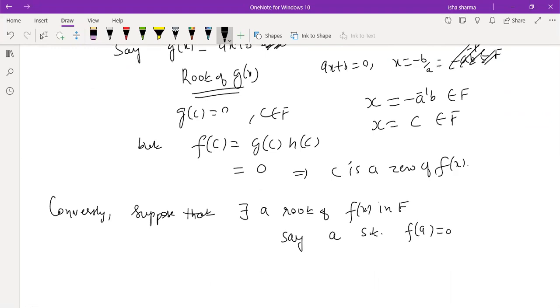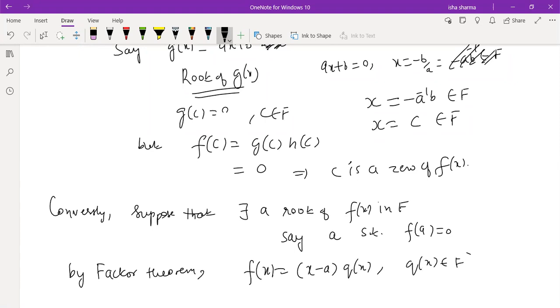So when f of a is 0, now you remember the statement of factor theorem which we did in the previous chapter. So what was the statement of factor theorem? Yes, anybody remembers that? What was the statement of factor theorem? That a is a 0 of a polynomial over a field if and only if x minus a is a factor of that. So in that case, we can always write f(x) as x minus a into some other polynomial, obviously belonging to the same field.